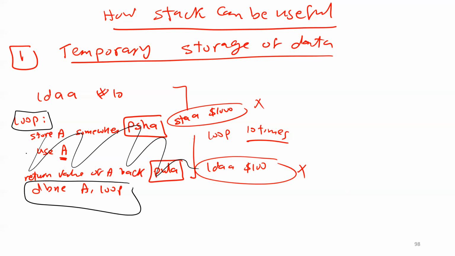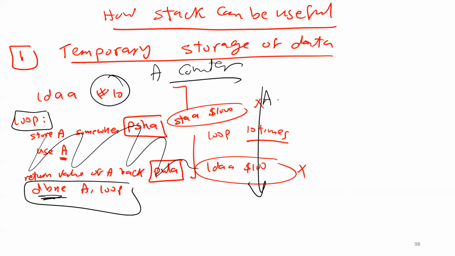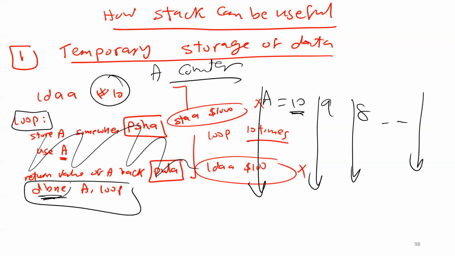In order to create a loop, I'm going to use decrement and branch if not equal. And I'm going to initialize E as a counter, as I explained before, right? So here the value of A starts with 10, and then A is 9, 8, and so on. As long as A is not 0, you're going to go back. Not 0, go back. Once it is 0, I'm going to come out. Is that okay? So A is a counter.